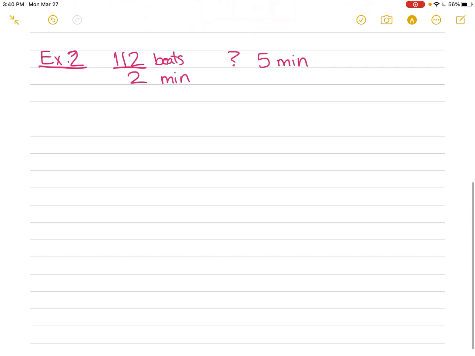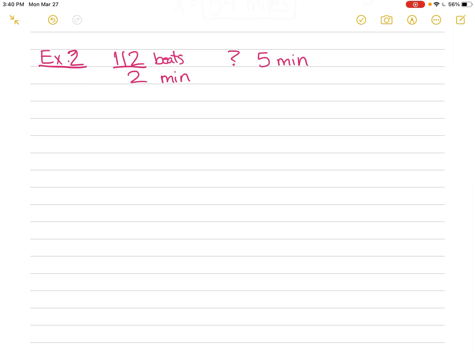So I'm going to write a proportion for that. And I want to stress to you that when it says in the instructions to write a proportion, you have to write a proportion. That's part of the problem. If you just figure it out on your own in a different way, that's not following instructions. So you have to learn how to write proportions.